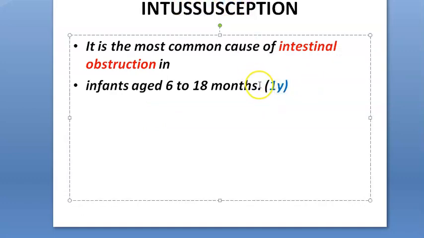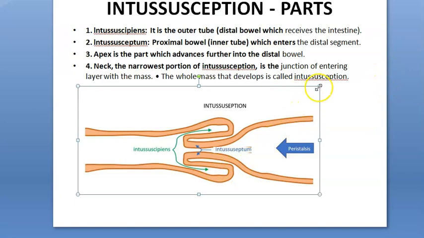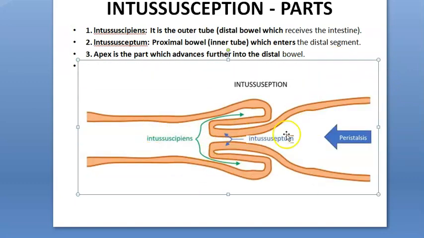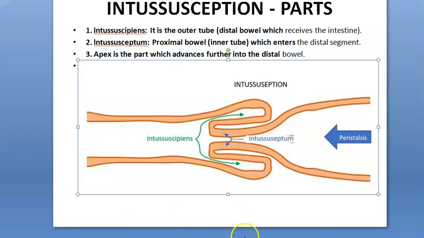So this topic you might have seen in pediatrics also. So what are the parts of intussusception? Look at the parts here. Whoever is receiving the intussusception is called the recipient, or the intussusceptum's counterpart, the intussuscipiens. It is also the distal part, usually the outer tube. The outer tube is the recipient. Whoever is entering is called the intussusceptum.